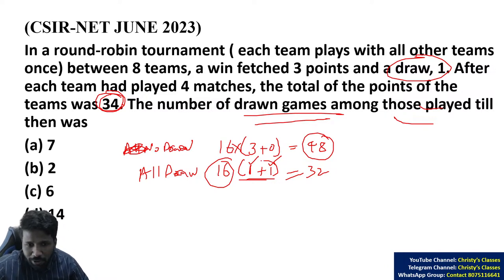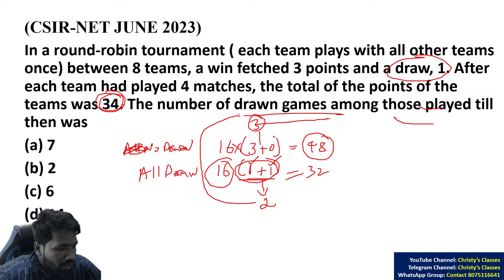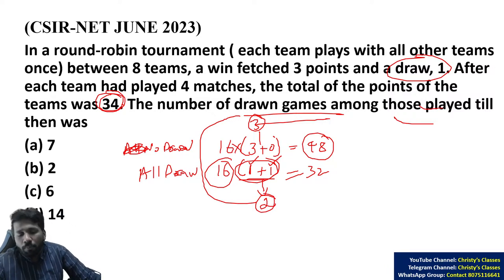What is the difference between a draw game and a no draw game? In a draw game, every match gives 2 points; in a no draw game, 3 plus 0, 3 points. That means in a no draw game, 3 points are added and 2 points are subtracted if a draw match is replaced as a no draw match.